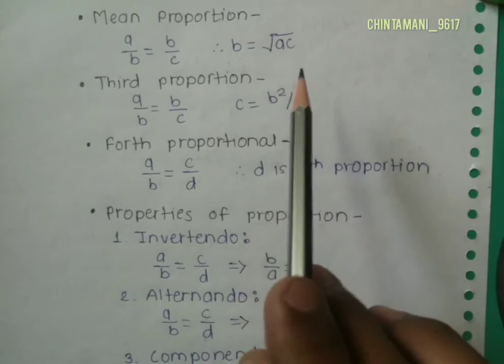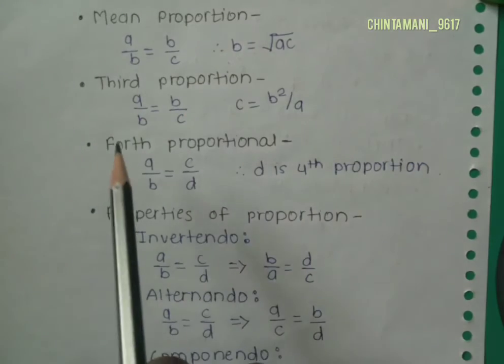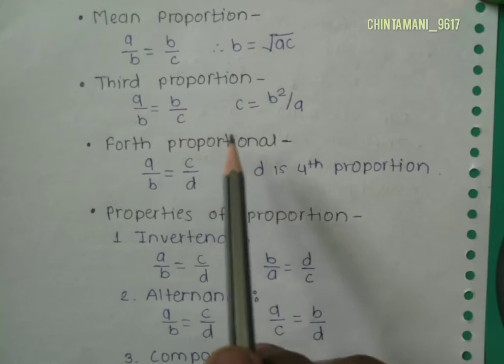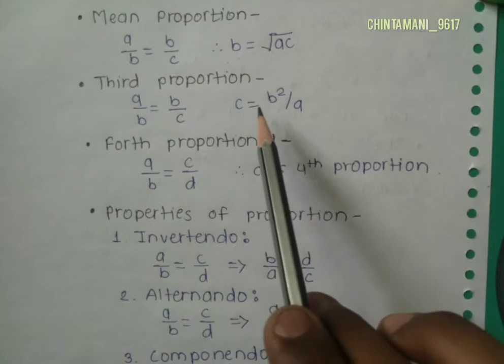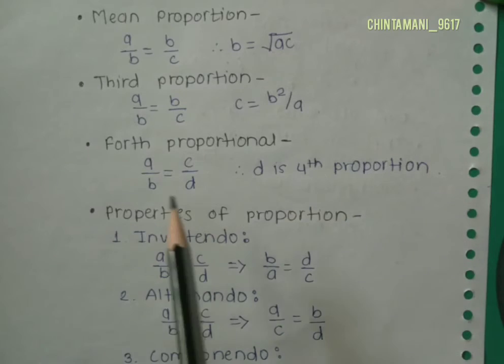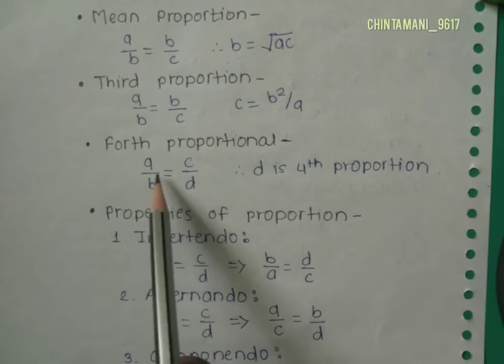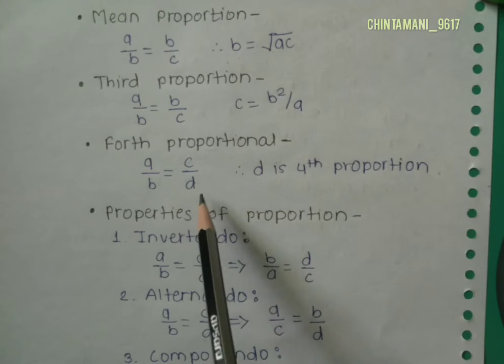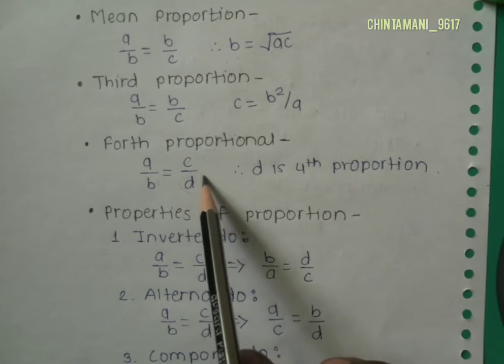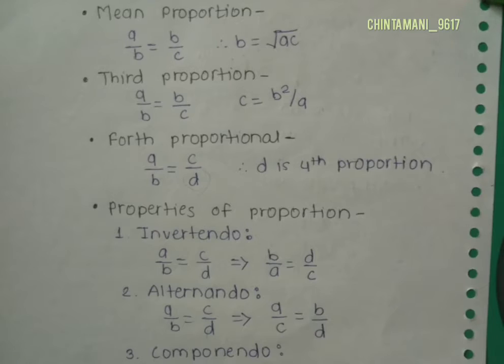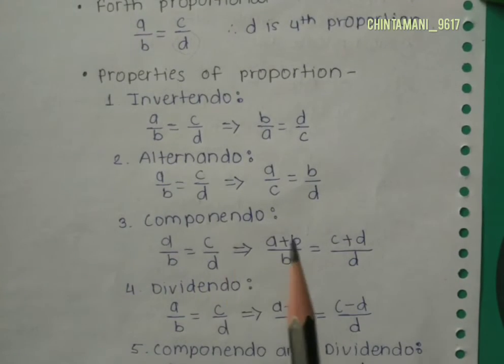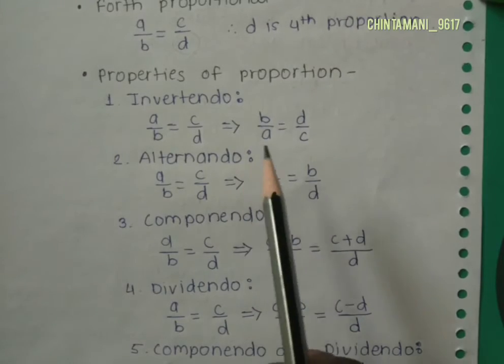Similarly, to find the third proportion, if the given ratio is a is to b is equal to b is to c, then the third proportion will be c is equal to b square by a. If we have to find the fourth proportion, we are given the ratio a is to b is equal to c is to d, then d will be our fourth proportional. As simple as that. These are some properties of the ratio and the proportion.